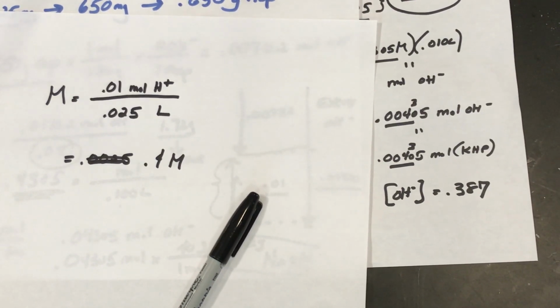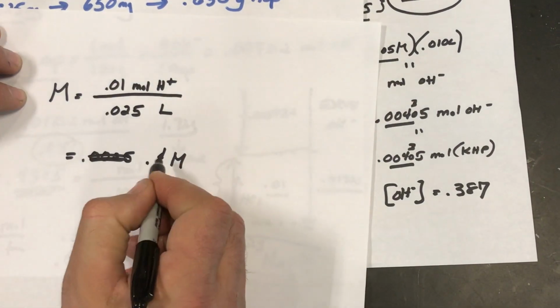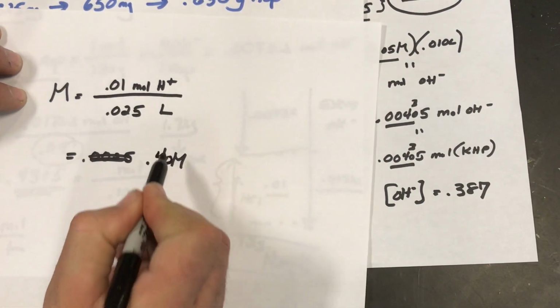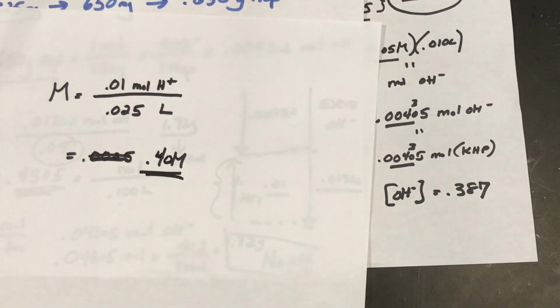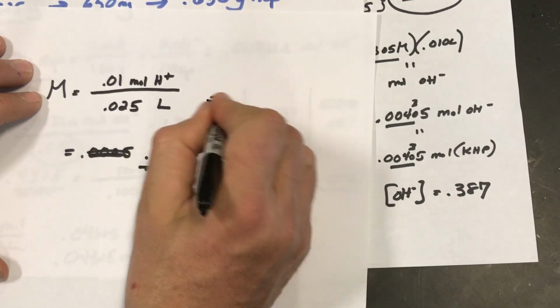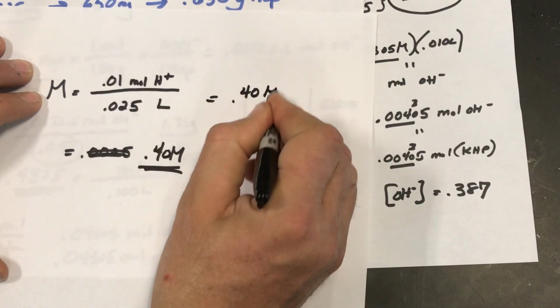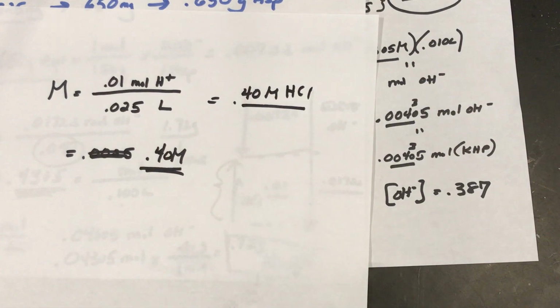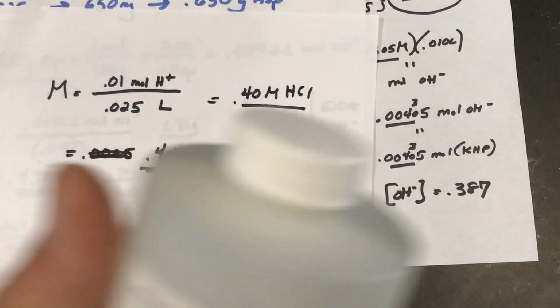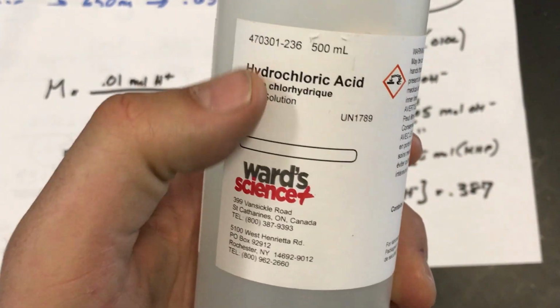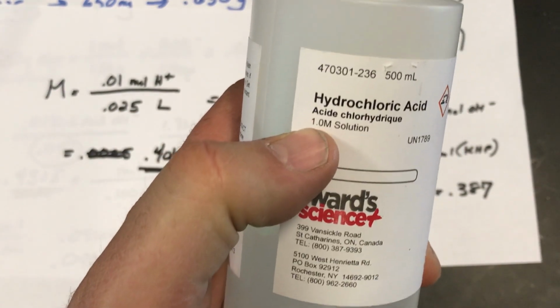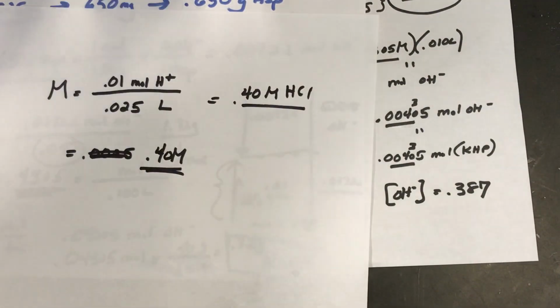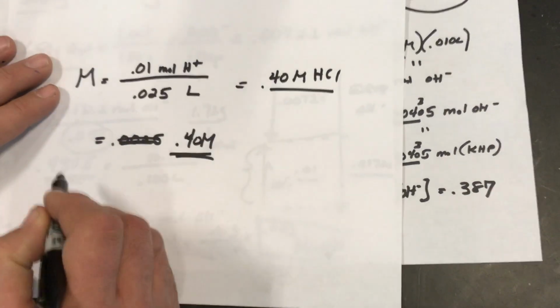Okay. So we got 0.4 molar, 0.40, okay? That's the concentration we want to make. So we have 0.40 molar HCl we want to make. Now, unlike the NaOH that we made, we're going to use a stock solution. This I got from a company, and it's verified to be a 1.0 molar solution. So we're going to use the dilution formula.